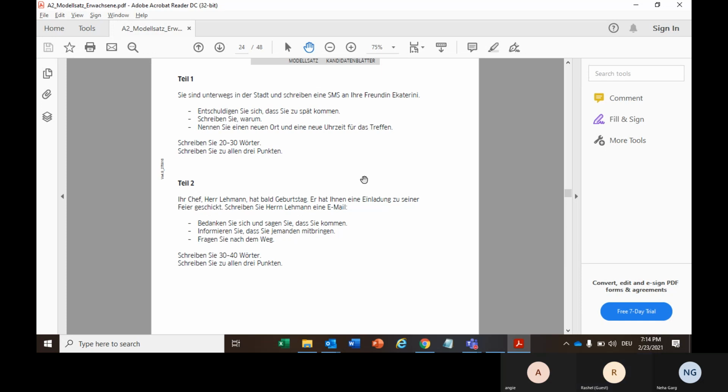Informieren Sie, dass Sie jemanden mitbringen. Fragen Sie nach dem Weg. Schreiben Sie 30 or 40 Wörter. Schreiben Sie zu allen 3 Punkten.